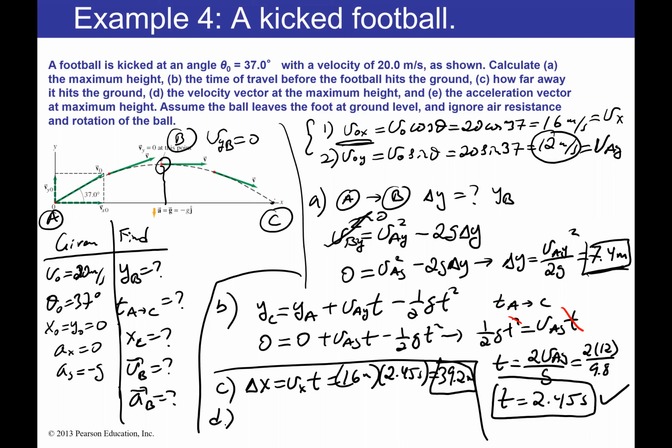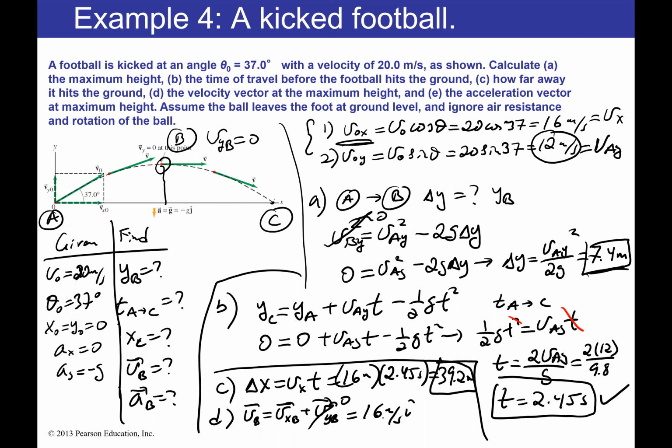All right, then I have part D, which says, what is the velocity vector at the maximum height? Well, we kind of talked about that, right? The velocity vector at point B equals Vx at point B plus Vy at point B, but this guy here is 0. That means there's only an x component of velocity, and the x component is always 16 meters per second. That means this velocity vector at point B has a magnitude of 16 meters per second and points in the positive x direction, because it has no y component; it is 0.